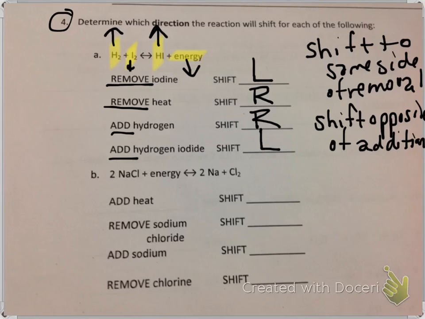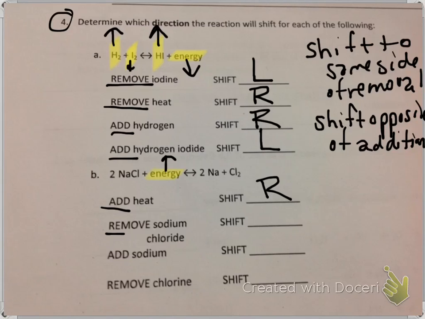All right, so let's take a look at the next reaction. So first, we're going to add some heat. And again, heat is energy. So if I add more of this, that means I've got more on the left. Since we shift to the opposite side, I'm going to shift to the right.